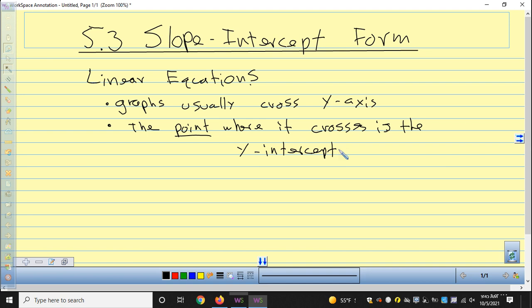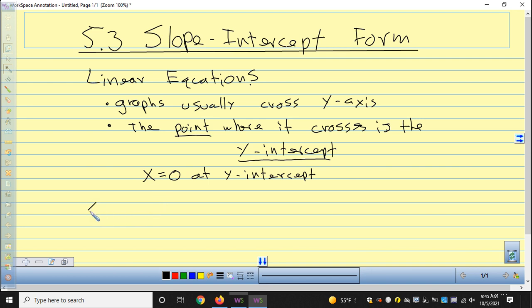So I want to emphasize that the y-intercept is a point. So a point, we use parentheses and two numbers. At the y-intercept, x equals 0. So on the y-axis, on our graph, the x-coordinate is 0. X equals 0 at the y-intercept.